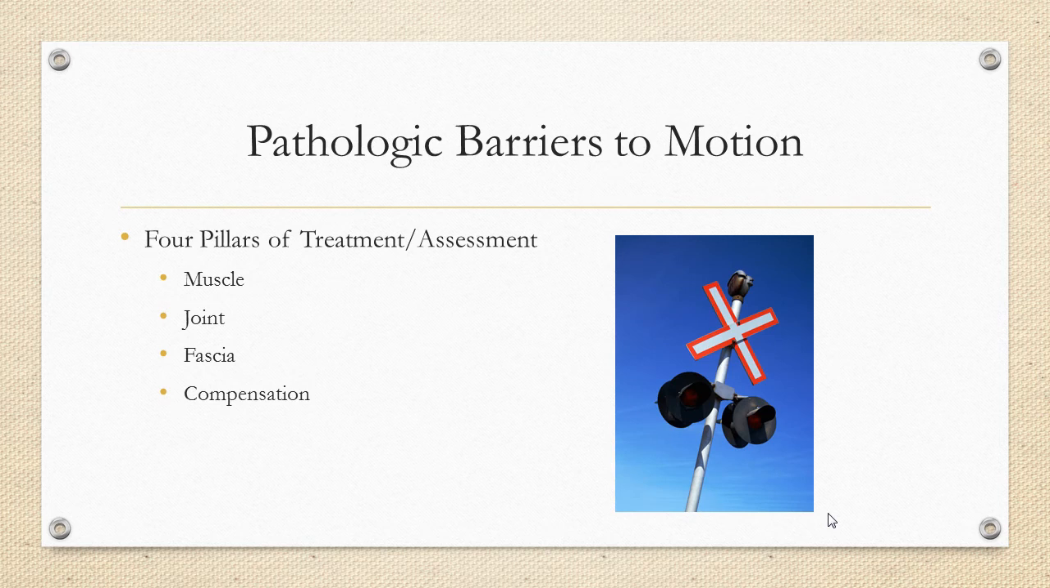So we're going to shift gears slightly to pathological barriers of motion, but this relates to all body regions, and in particular the cervical spine and the upper quarter. Whenever we have a patient that presents with a dysfunction, there are 4 major areas that we need to assess and treat. They are muscle, joint, fascia, and compensation. So I'll give an example.